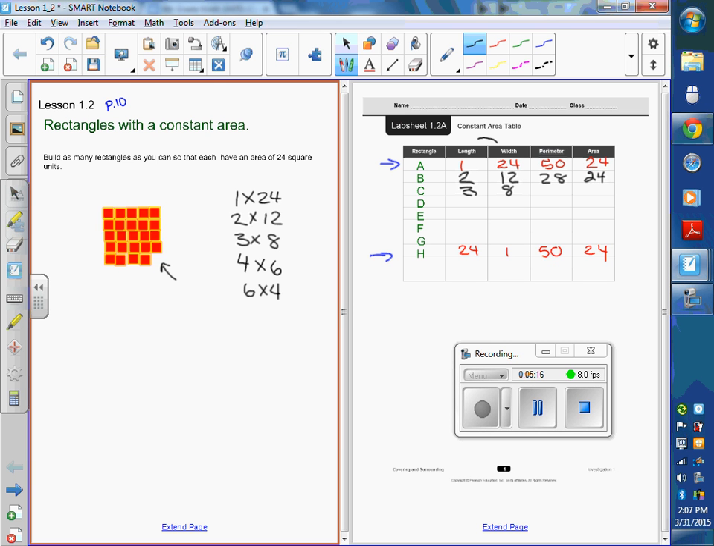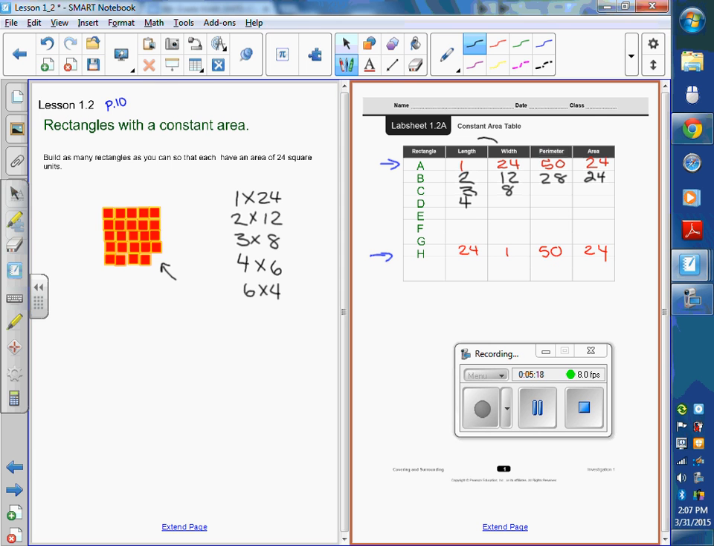So going back to this chart, if I put all of these in, what's going to be the next one? Hannah? 8 by 3. And then Roman, what's the next one? 12 by 2. And then what's the perimeter of this 3 by 8?